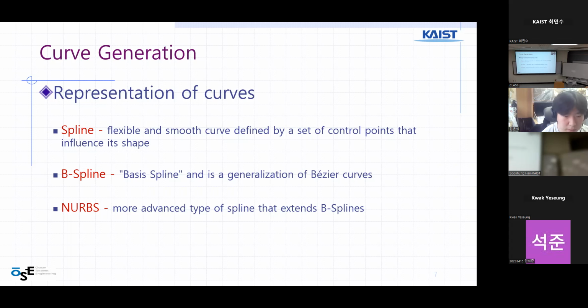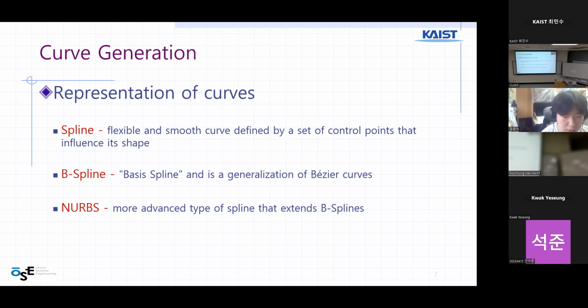Second is B-spline. B-spline stands for basis spline, and it's a generalization of the Bezier curve. This spline uses a set of control points and basis functions to define the curve. Unlike the Bezier curve, this spline can easily represent complex shapes by adding or removing control points, and it provides a smooth transition between segments.